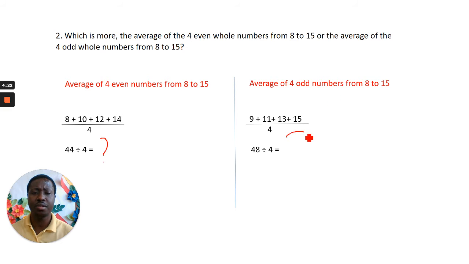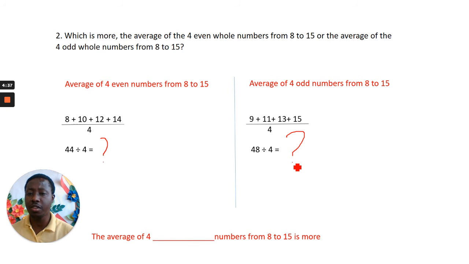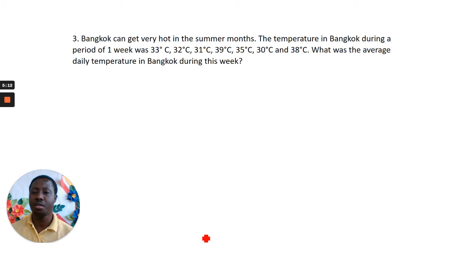Tell me the answer. Now, when you know the answer, write your answers, okay? I'm not going to write for you. I'm just helping you to understand. When you write the answer, check which one is more. Is it the average of 4 even numbers or 4 odd numbers? You write your answer here for me and say, the average of 4 numbers from 8 to 15 is more. So you check which one is more. Is it this one, or this one? When you compare your answer, if this one is more, then you say the average of 4 even numbers. You write even numbers here. If this one is more, you say the average of 4 odd numbers. You write odd numbers here. Okay, good. Let's go to number 3.